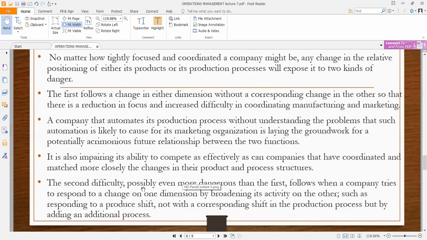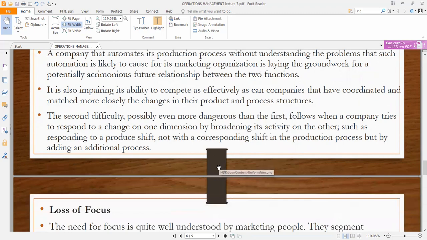The second difficulty, possibly even more dangerous than the first, follows when a company tries to respond to a change on one dimension by broadening its activities on the other, such as responding to a product shift not with a corresponding shift in the product process, but by adding an additional process. Equally, if you want to open other branches, you can't just open another branch of the business without a proper understanding. So those are other dangers that may come.